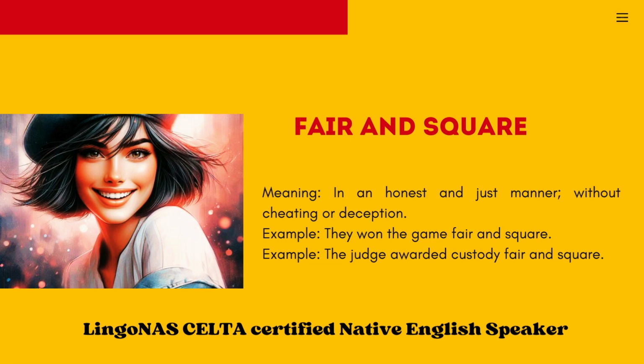Now let's move on to fair and square. What does it mean? In an honest and just manner without cheating or deception. And we often use this when we're playing games. They won the game fair and square. They won the game in an honest manner. They didn't cheat. And the judge awarded custody of the children fair and square, in an honest manner, in a just manner, no deception, very honest, fair and square.